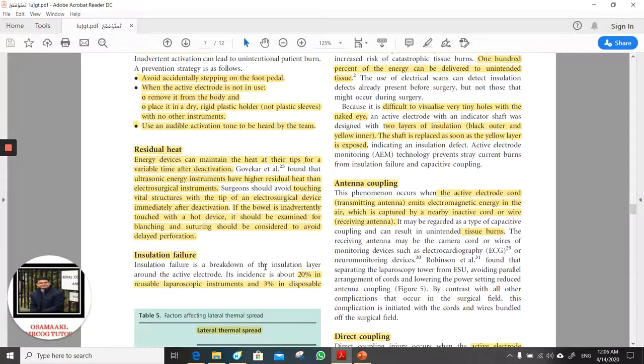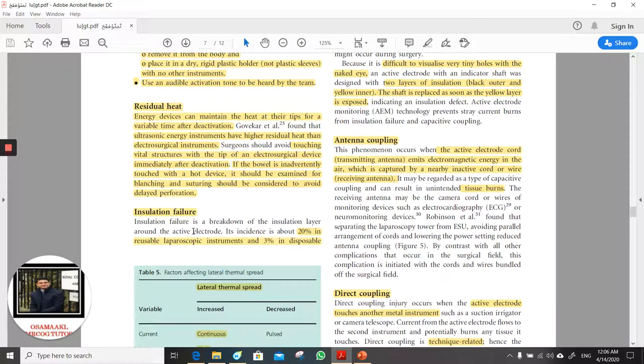Something else, residual heat. I talked about it a few minutes ago: when you apply diathermy to the tissue, the temperature will start to increase. This can lead to heating of the instrument itself. So take care. After using diathermy, the instrument can be hot, so don't touch other tissue. Otherwise, it can injure other tissue.